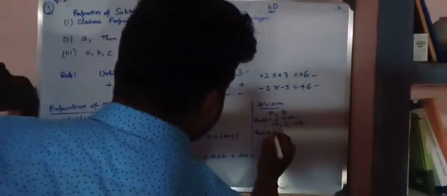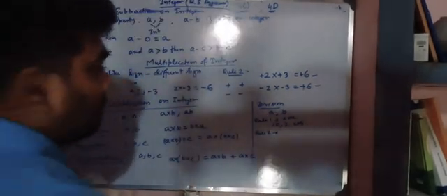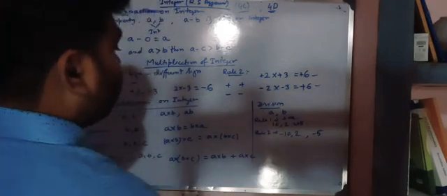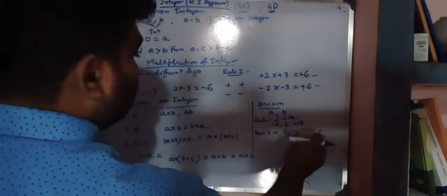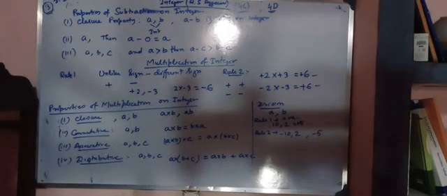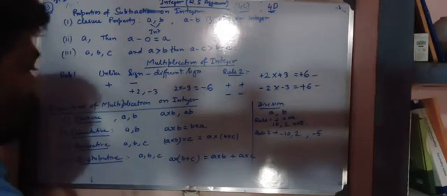Next, rule 2. What is rule 2? If a and b have different signs, suppose I am taking a as minus 10 and b as 2. If we divide minus 10 by 2, what should be the result? The result should be minus 5. This always happens. If a and b have different signs, then the result we get is negative.